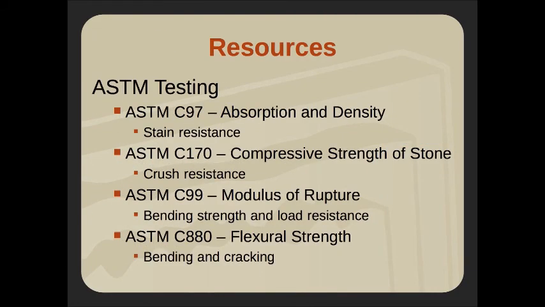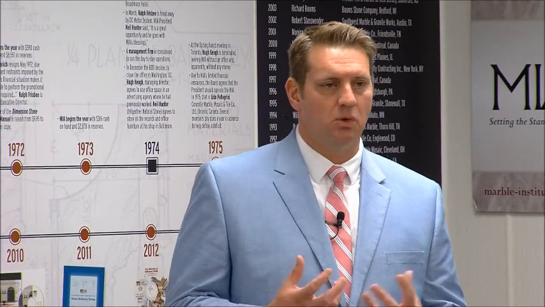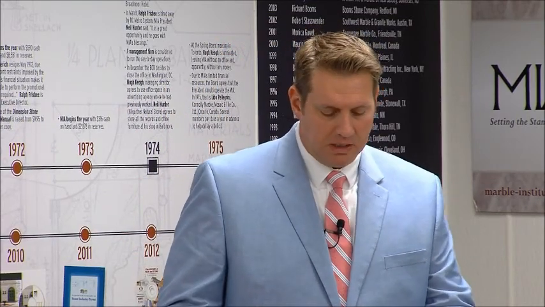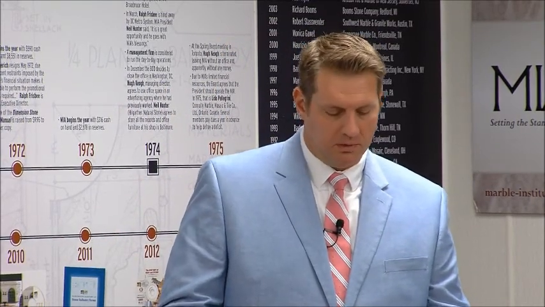I talked about the ASTM testing there, but these are the primary tests that we're going to utilize in selecting a material. We need to understand the absorption and density of the product. That's achieved through ASTM C97. And what does that help us understand? It's going to help us with our stain resistance. How much absorption does this material have, and is it going to be appropriate for use in a cold and wet environment?